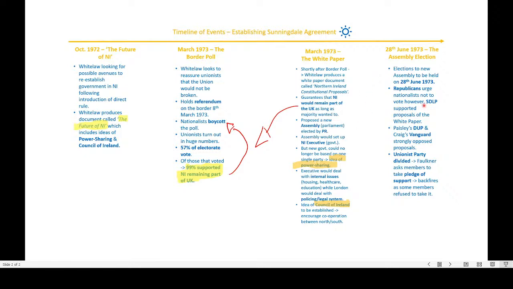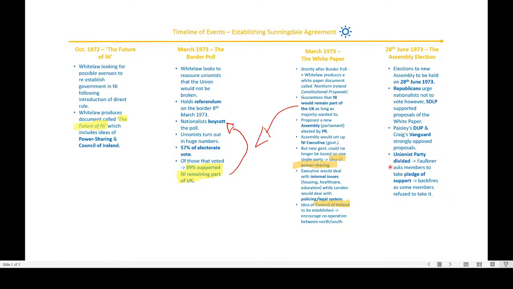So the Republicans urged Nationalists not to vote. However, the SDLP supported the proposals of the White Paper. If we remember, the SDLP were a party who looked for more equality for both Unionists and Nationalists in Northern Ireland. So they're a very progressive party in that regard. Paisley's DUP and Craig's Vanguard strongly opposed the proposals.